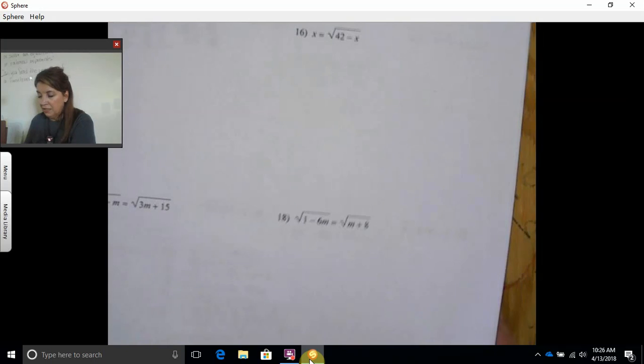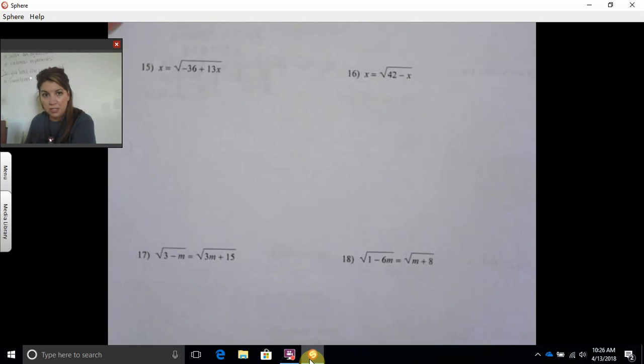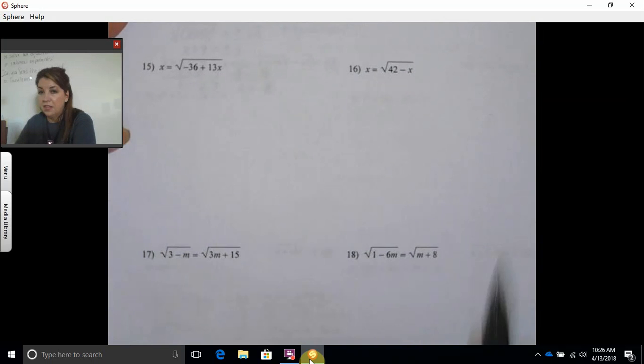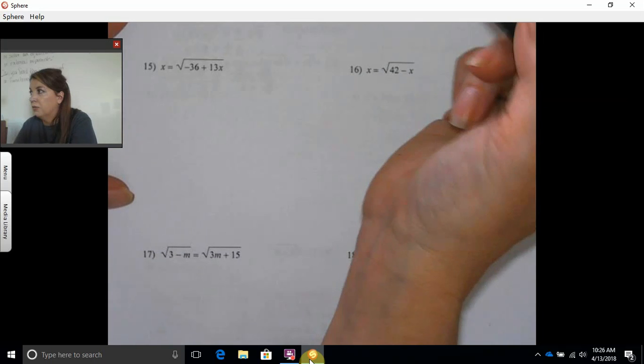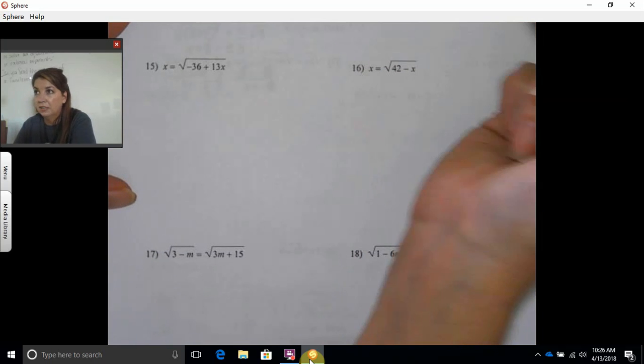15 through 18, those are radical equations. So let's do 15 together. Remember, the first thing you have to do is isolate the radical if it's not already.